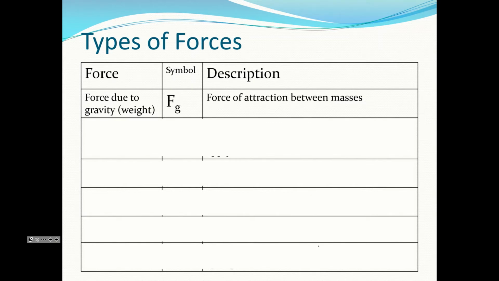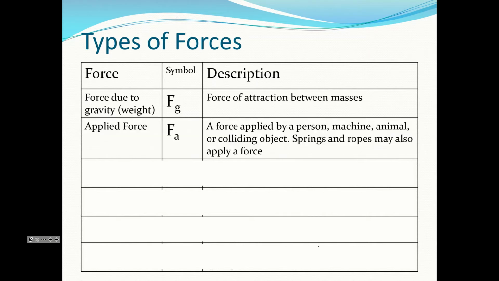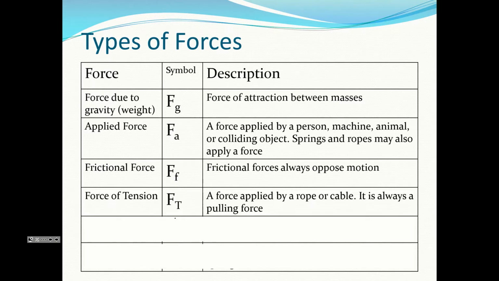Force due to gravity is Fg, and it's a force of attraction between two masses, so you and the Earth. That's force of gravity. Force applied we call Fa, and the force applied is just a general cover-all, so it can be applied by a person, a machine, an animal, colliding objects. Springs and ropes can also apply a force. There's frictional force, which always opposes your motion. Force of tension is the same thing as force applied, but only as a rope. The main difference between force applied and force of tension is ropes can only pull, you can't push, but with force applied you can push or pull.